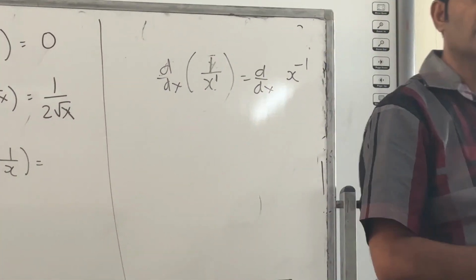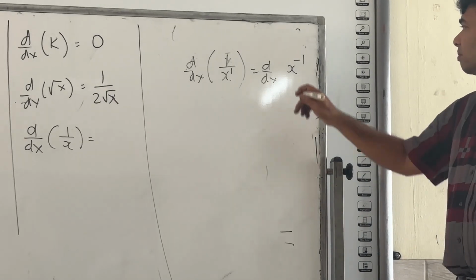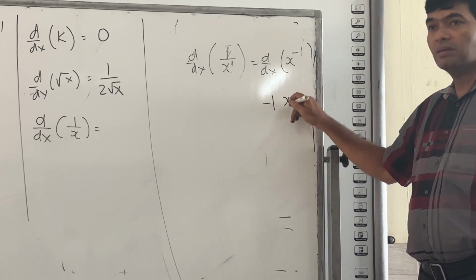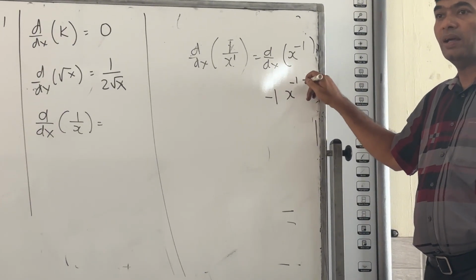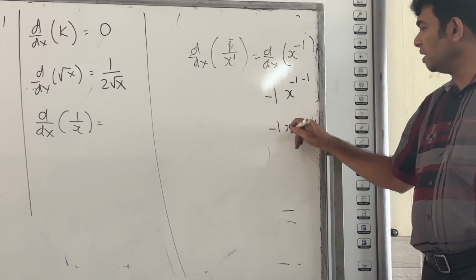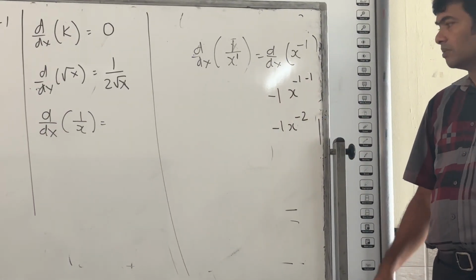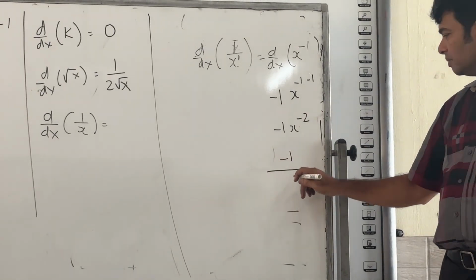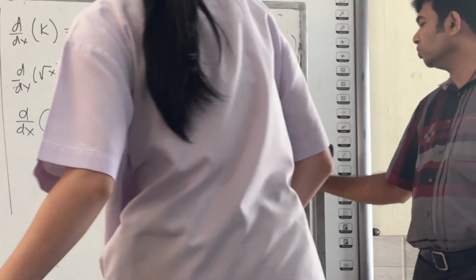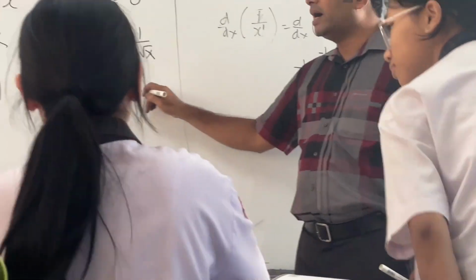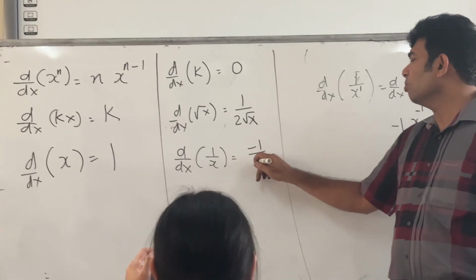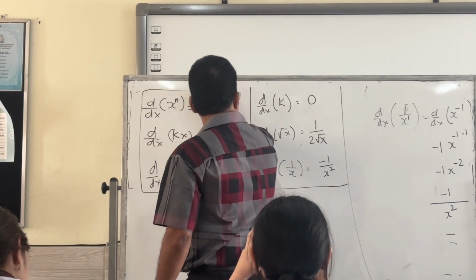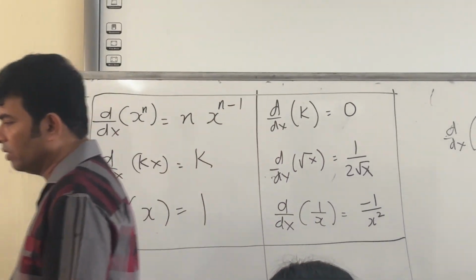Now how to find the derivative? Minus 1 times x to the power minus 1 minus 1, which is minus 1 times x to the power minus 2. The whole divided by, bring it down, it will become x to the power 2. So what is the derivative of 1 by x? Minus 1 by x squared. Finish all the first 6 formulas, so it will be easier for you when you do this.